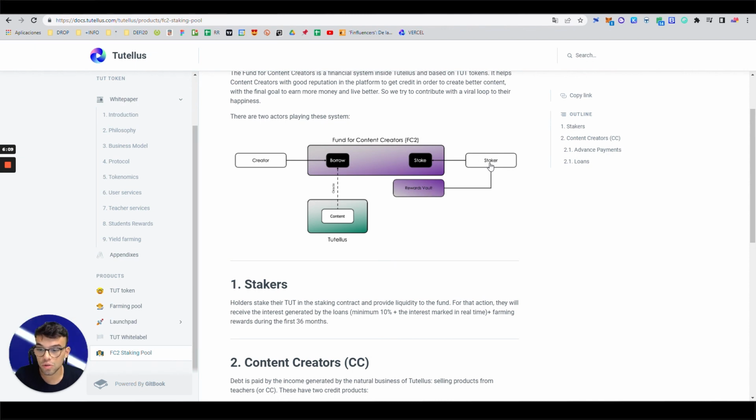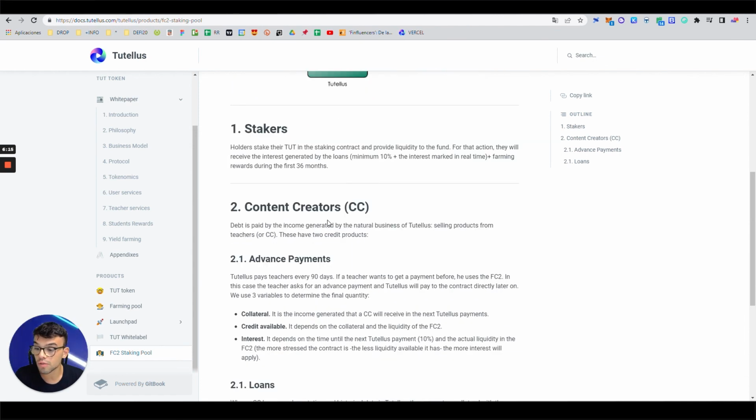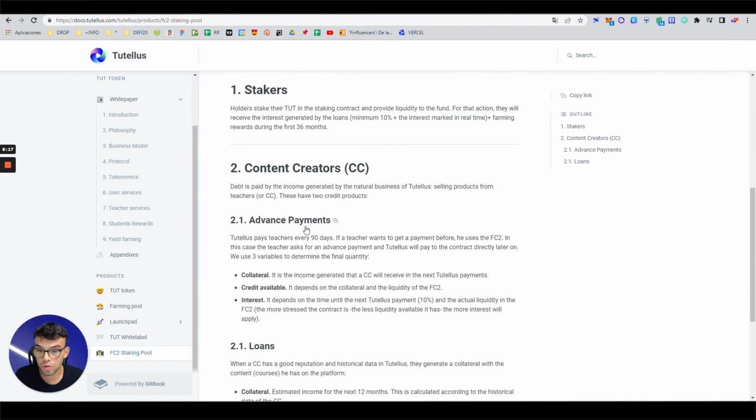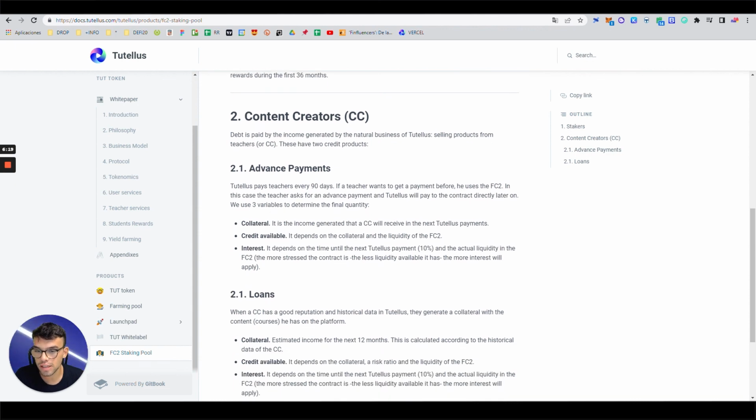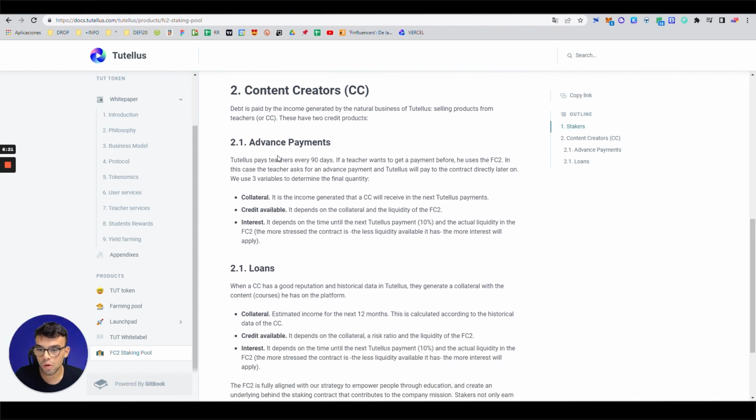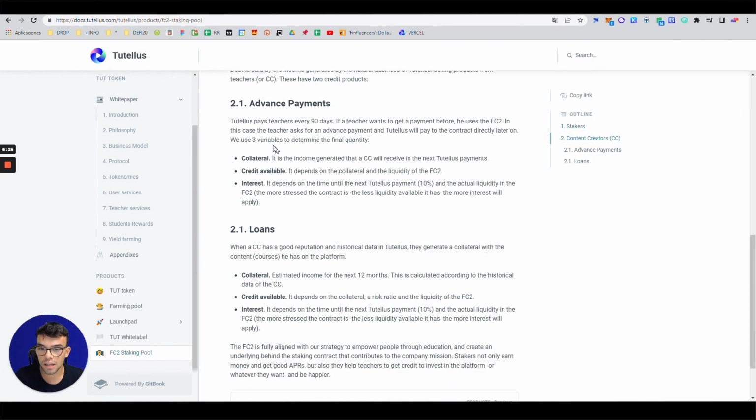Therefore, the stakers do get an APR, and these creators do have access to more funds in order to improve their content and to improve their education. There are also two credit products for the content creators. They can of course ask for advance payments, or they can ask for a loan. You're more than welcome to have a look at that, and please feel free to ask me if you have any questions. Having said that, this is still not implemented yet, and we will let you know for sure when this occurs.